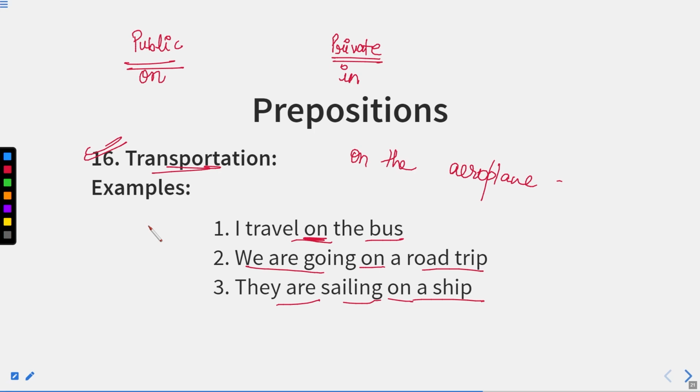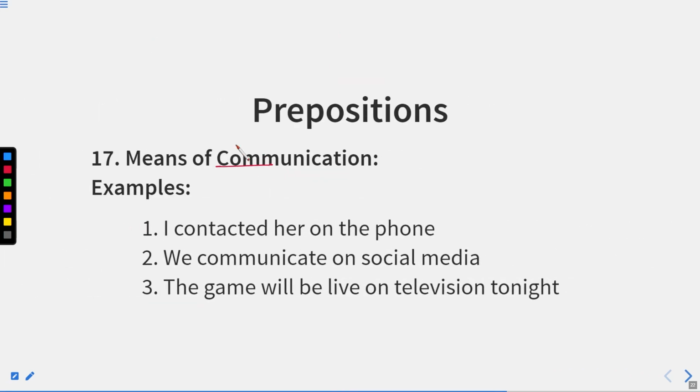Now let us move further. Means of communication. For means of communication as well, we use the preposition on. How? I contacted her on the phone. So I talked with her on the telephone or on the mobile. The medium of communication is the phone, and to show that particular medium of communication, we can use the preposition on. We communicate on social media, because social media is a platform through which we can communicate with many people. So we are getting or providing information on social media.